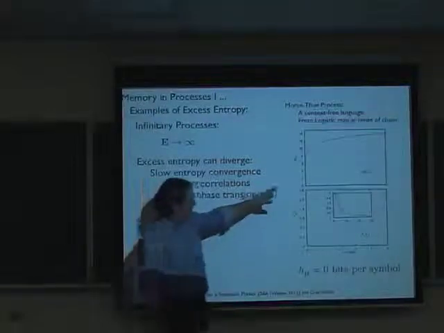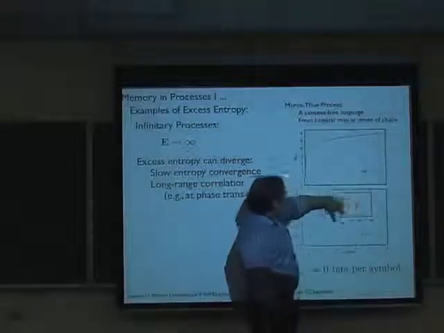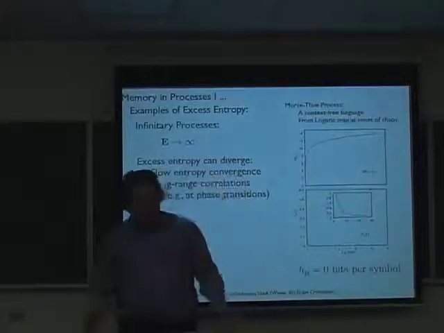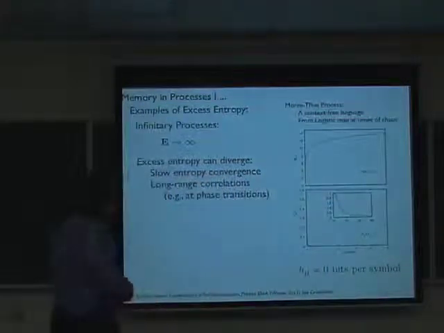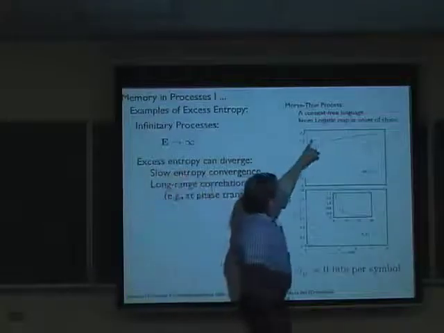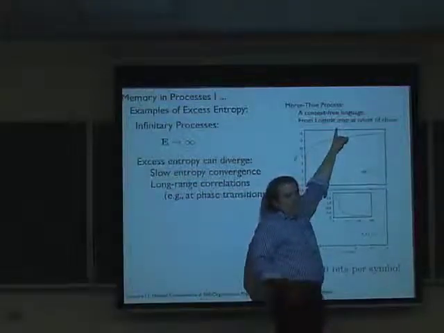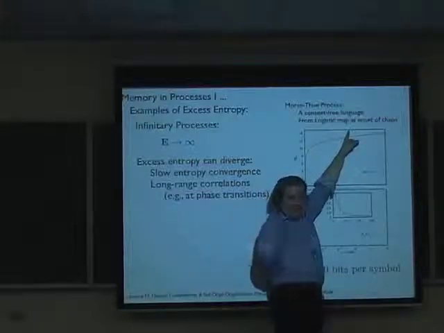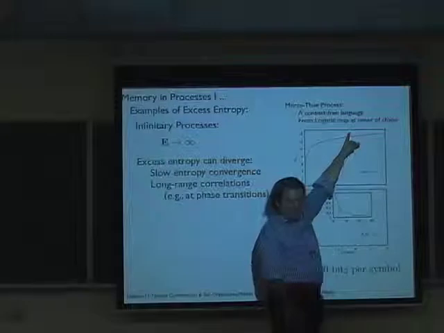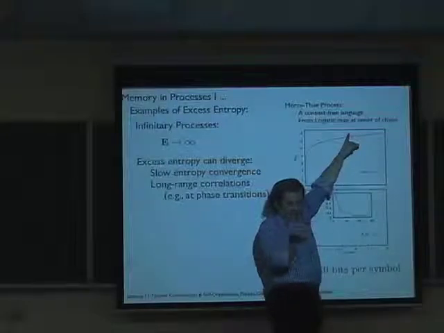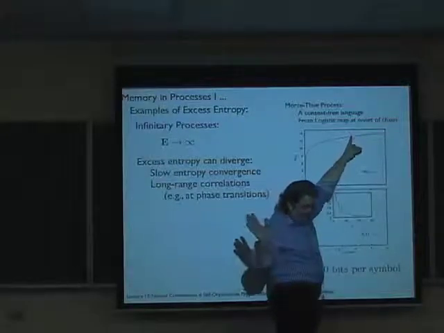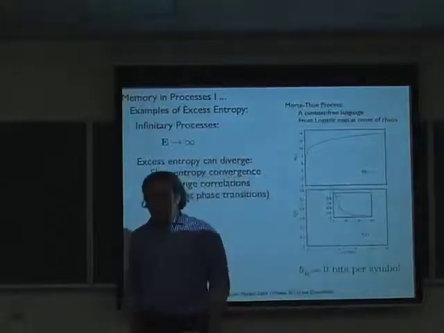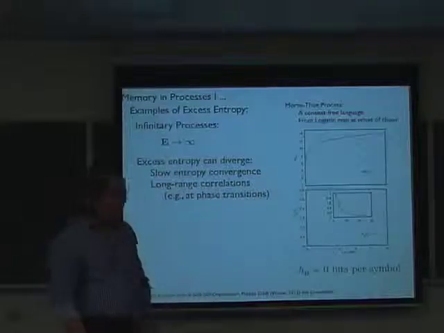So here's a plot, block entropy and entropy convergence for what's called the Morse-Thue process. It was actually invented by Morse and Thue back in the 20s and 30s. But it turns out it's the same language as the symbolic dynamics of the logistic map at the onset of chaos, right? At the end of period doubling, just before chaos. If you look at the binary generating partition, that's a process, and it turns out it has infinite excess entropy, infinite range correlation. It's a highly structured process.